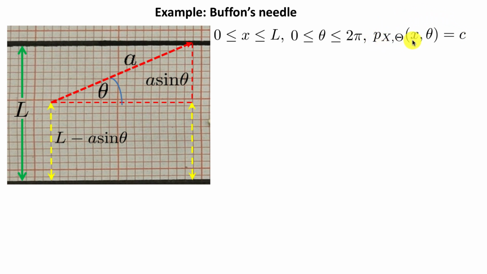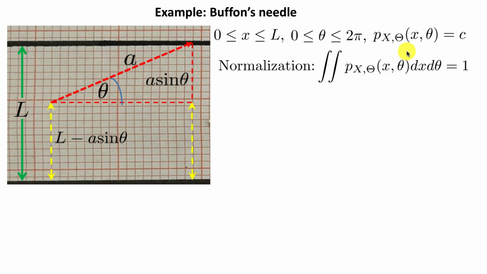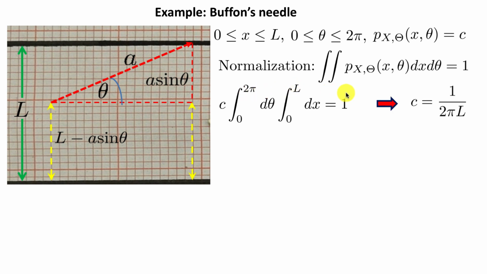Of course, that means that we have to have a normalization, so that if we integrate over all values of x and all values of theta, then we should get 1. That means we have to integrate x from 0 to L and theta from 0 to 2 pi, and that has to be 1, which means obviously that c is equal to 1 over 2 pi L. So that fixes the normalization constant that we have over here.